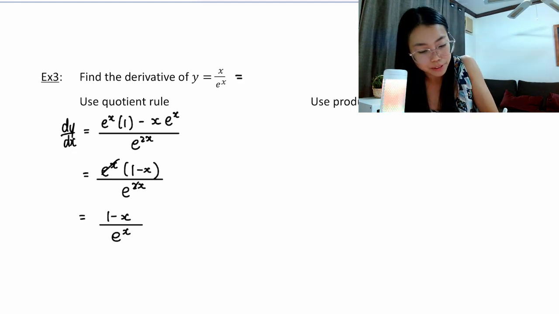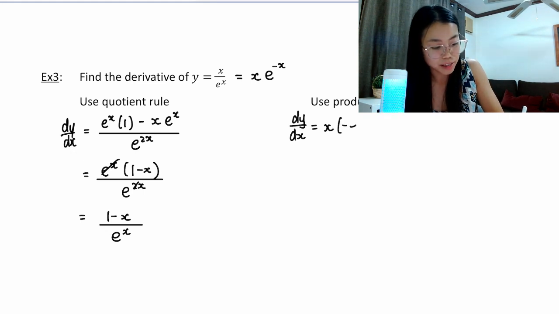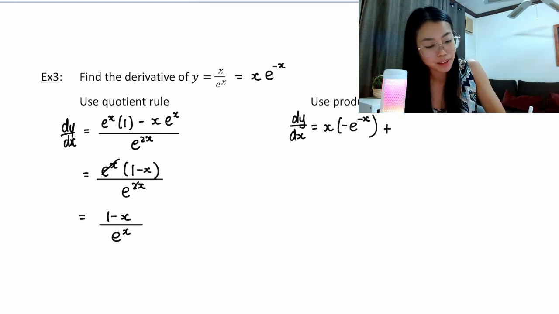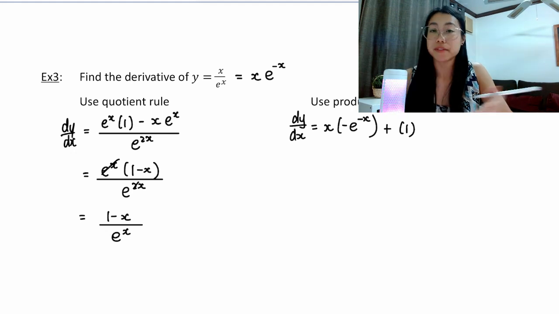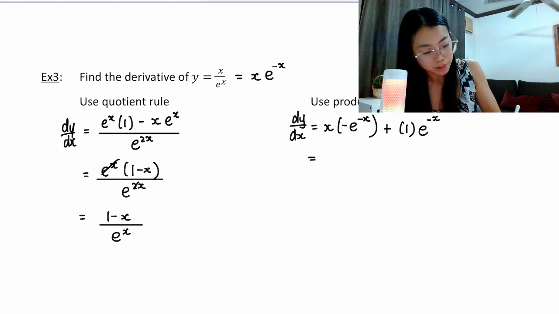In order to do that, we want to rewrite our question as x times e to the minus x. Using the product rule, we can first take the left function and multiply by the derivative of the right function, and then add that with the derivative of the left function, which is x, and multiply that with the right function. So let's rewrite that.